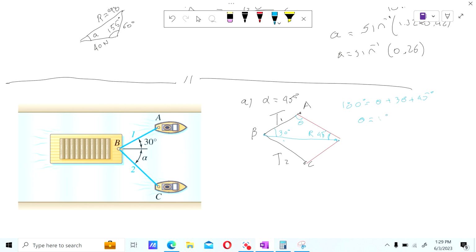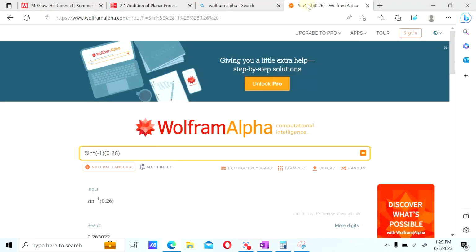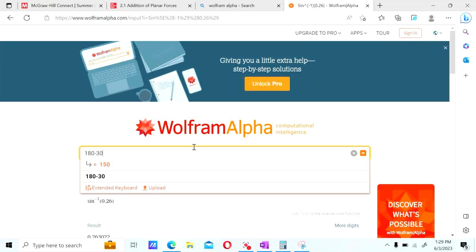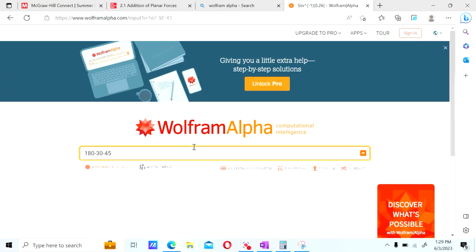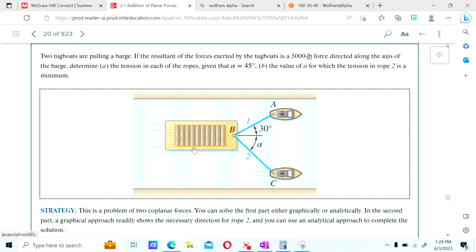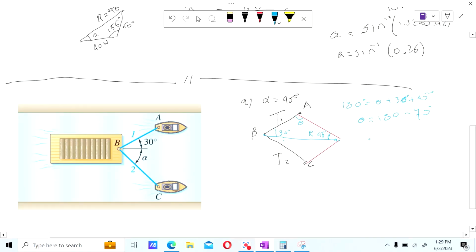Then theta equals 180 minus 75. Let's go back to Wolfram Alpha, and we do 180 minus 30 minus 45, which is 105. Theta is 105 degrees. So we have everything to compute T1 and T2. Because remember, this is T2 right here.